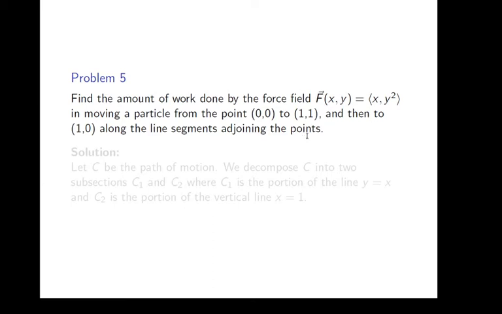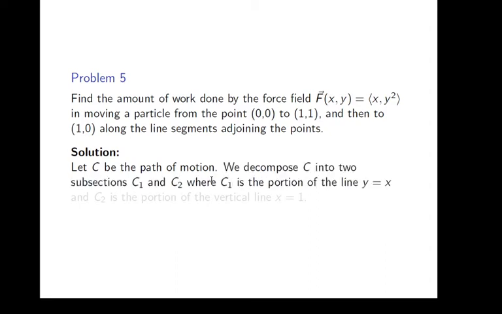So take note that the line segment connecting the points (0, 0) and (1, 1) lies on the line given by y equals x. And the line segment connecting (1, 1) and (1, 0) lies on the line x equals 1. So what we want to do is to decompose the path of motion into two line segments. So first, let C be the path of motion.